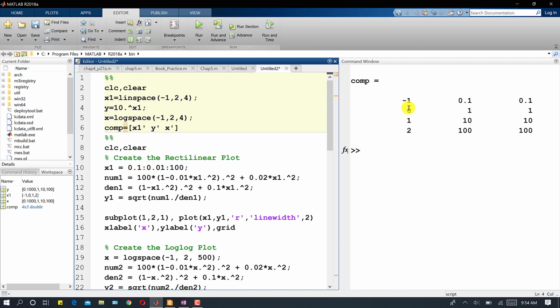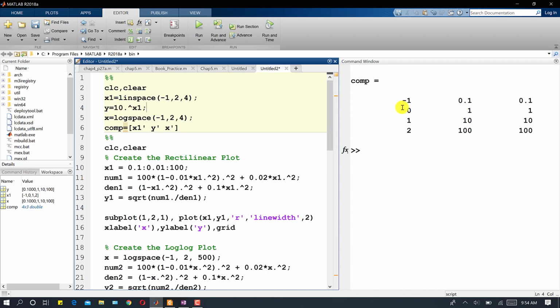So the spacing between each element is 1, for 4 elements. And similarly, if this is x1, and I raise this x1 to the power of 10, so if I write 10 exponent x1, it will create this array. 10 raised to the power minus 1 will be 0.1, 10 raised to the power 0 will be 1, 10 raised to the power 1 will be 10, and 10 raised to the power 2 will be 100. So when we write this, we will get this.